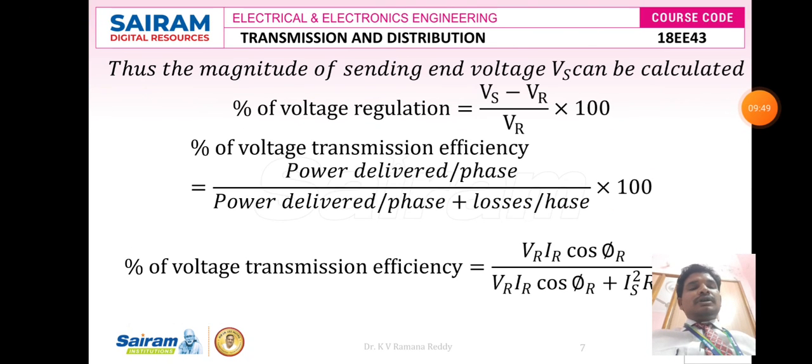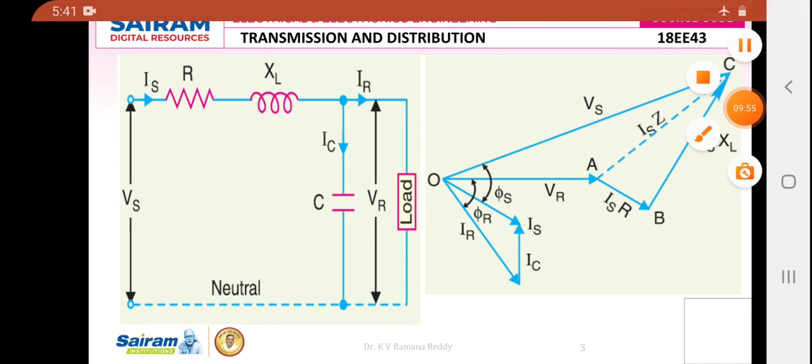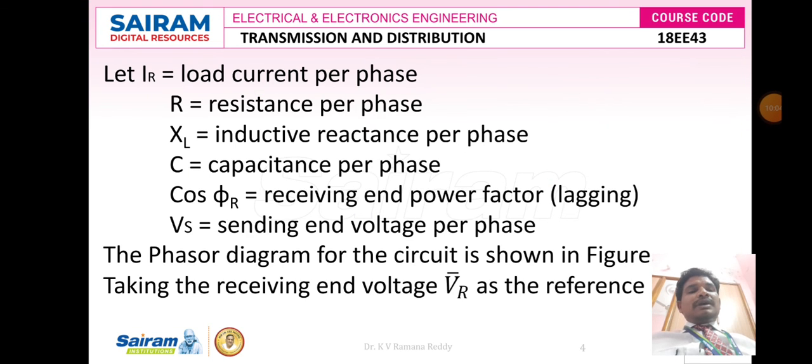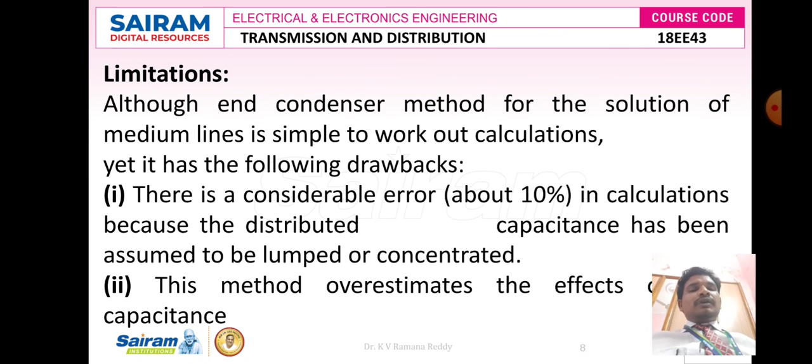Here I am going to show in this figure. We can identify that the capacitance is taken as a reference at the load side. So we take the capacitance as a lumped parameter even though it is distributed in a medium transmission line. This is one of the drawbacks: a considerable error of about 10% in calculations, because the distributed capacitance has been assumed to be lumped or concentrated. And this method overestimates the effects of capacitance. These are the two major limitations of the end condenser method.